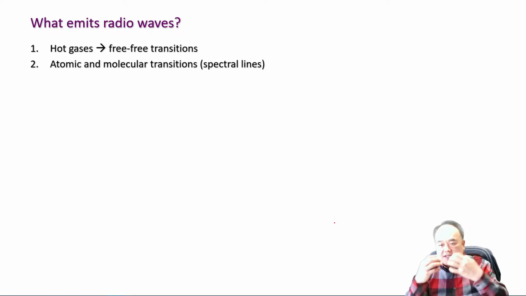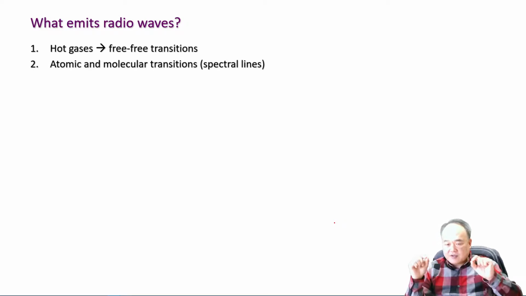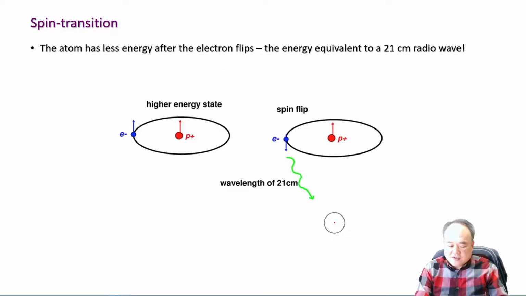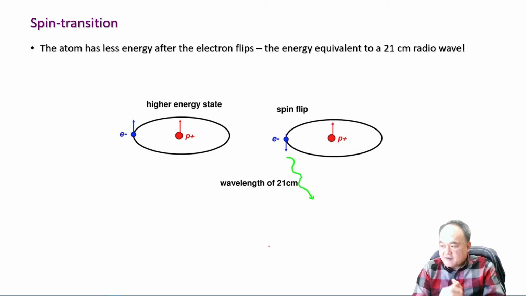Another type is atomic and molecular transition. We know that the electron transition has adjacent energy levels, and when the energy difference is very small, they radiate at the radio frequency. One of the most important radio transitions is the one produced by hydrogen, and hydrogen is composed of protons and electrons.